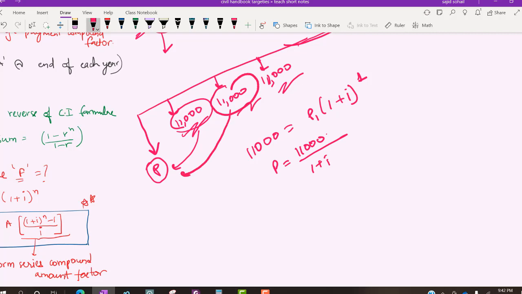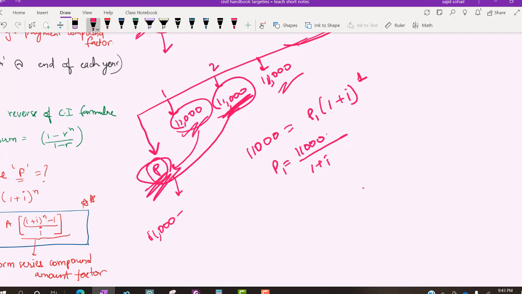For this, find the present value. Let us say this is P1. Then what will the present value be? P2 is equal to 11,000 divided by (1 plus i) to the power of 2. Why? Because what will be the present value of this one? You only tell. This present value is how much? Very simple. This is for 1 year, 2 years, right? After 2 years this value should be 11,000. That means 11,000 is equal to P into (1 plus i) to the power of 2 years.